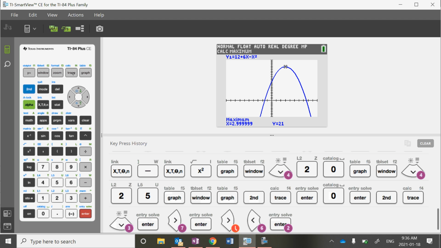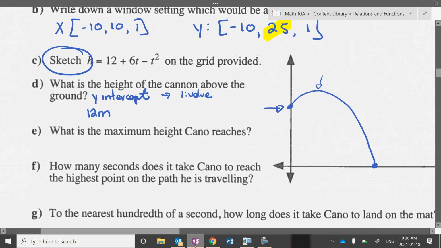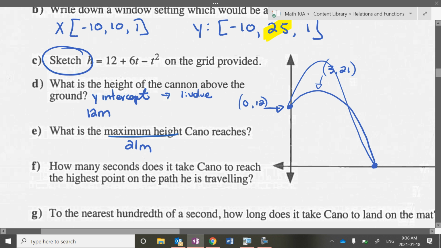Do you guys get the same? They don't care about the time, they just want to know the max height. So that would be 21 meters. Our coordinates would be 3 and 21 though. My graph is pretty off. This should be much steeper, right? Because I'm going from 12 up to 21.